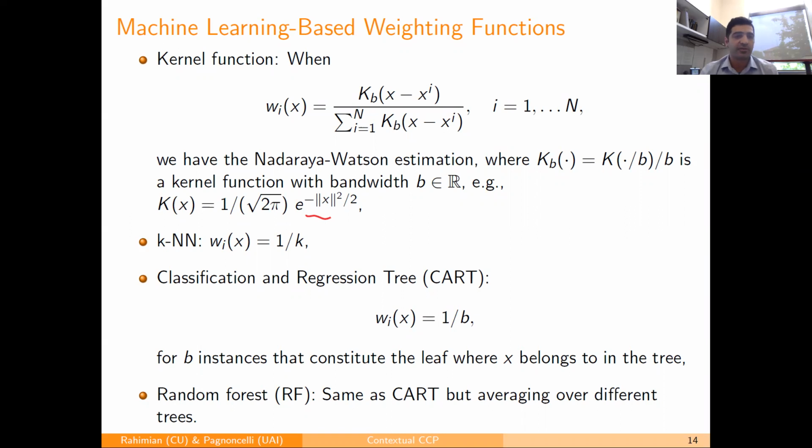I can also think about other approaches like k nearest neighbor, where I allocate a 1 over k weight to the k nearest neighbors of the observed vector x. I can think of classification and regression trees, where essentially we allocate a uniform weight to all the samples that belong to the same leaf node as the one that the current vector x would belong to. We can also think about ensembles of this CART, random forests, where essentially you can average over different trees.